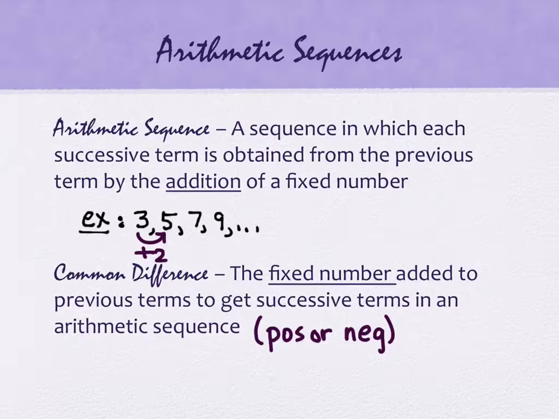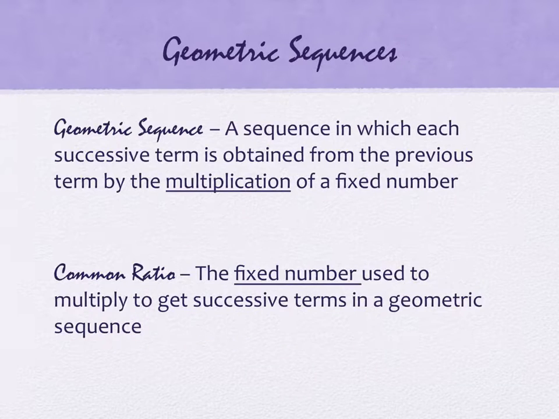So if it looks like I'm subtracting 7 every time, I'm not really. I mean, I am, but I'm adding a negative 7. So the common difference would be negative 7. Another really common type of sequence is a geometric sequence. In a geometric sequence, you obtain the successive terms by multiplying by a fixed number.